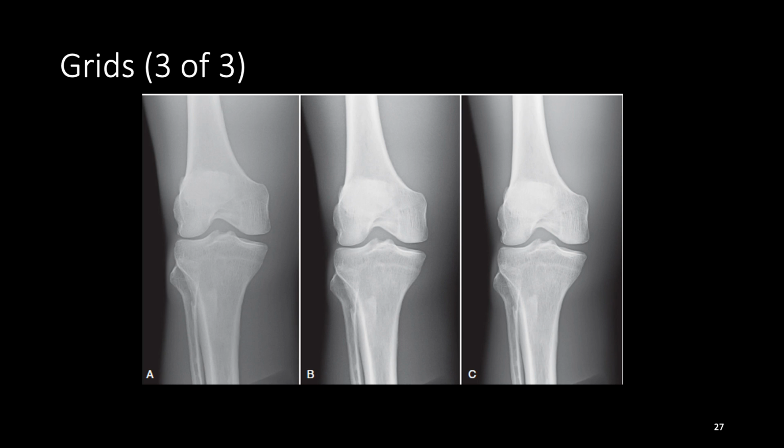A quality image created without a grid is seen in image A. Image B is an image created with a grid, but no adjustment in mAs. And because of that, it has a higher contrast, but increased quantum noise visible. And then image C is created with a grid and appropriate mAs adjustment. So image C has a higher contrast than image A and less noise than image B. So your ideal image would be image C.